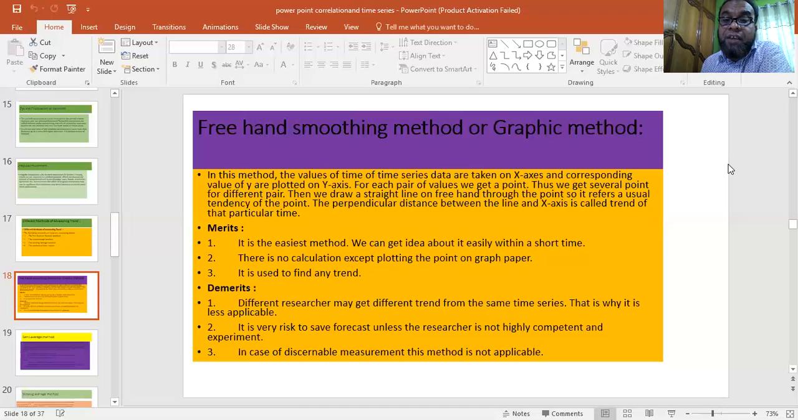It is very risky to forecast unless the researcher is highly competent and experienced. If the researchers are not highly competent or experienced, then we cannot get the forecast or the future value. In case of discernible measurement, this method is not applicable. Okay, this is the freehand method, advantage and disadvantage.